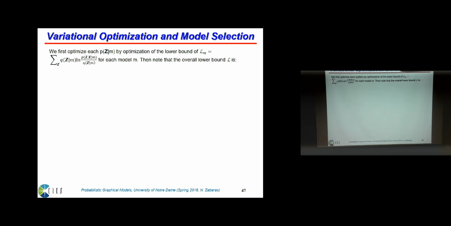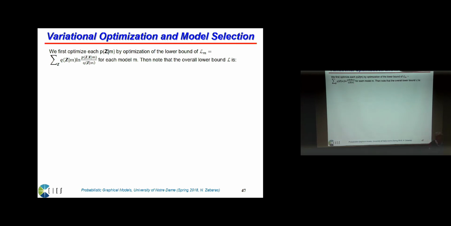If you have different models, you can go and do variational approximations on each model, and calculate the lower bound for each model. So L_M is the lower bound for model M, and I write it like that.